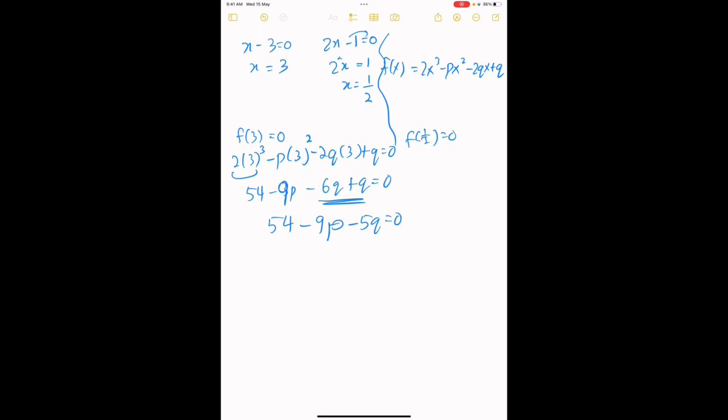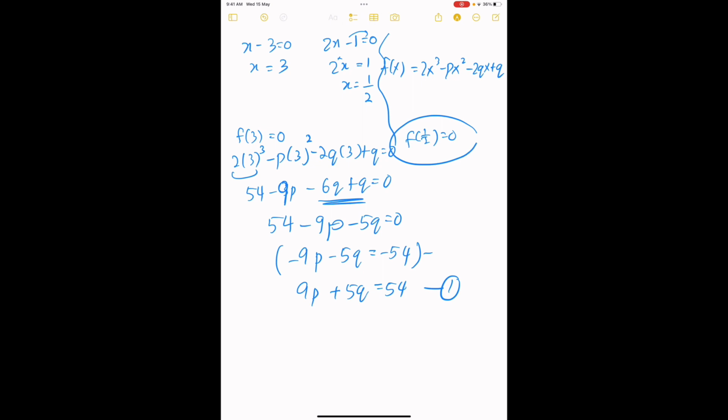Then you rearrange the number at the right side and the unknown at the left side. So minus 9p minus 5q equals minus 54. You can see all here is minus, right? You can times with minus. So it will be 9p plus 5q equals 54. This is the first equation.